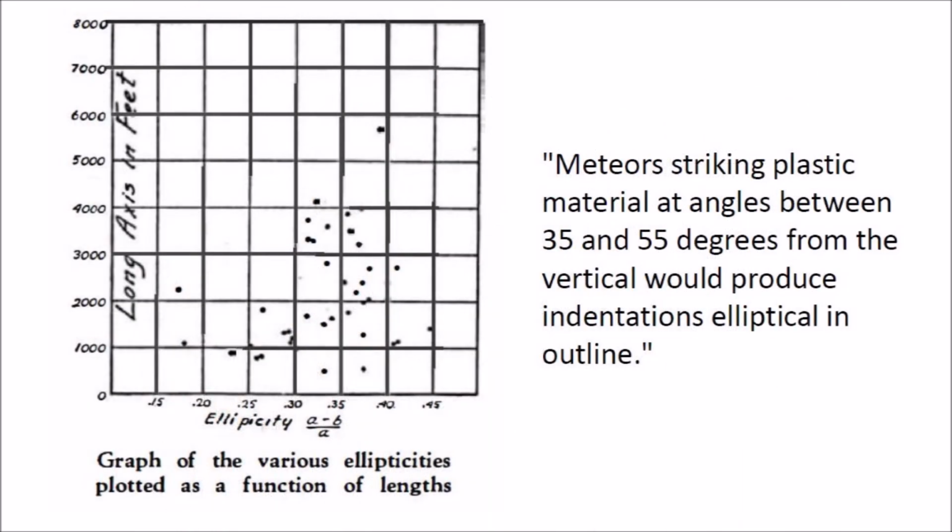Melton and Shriver noted that the ellipticity of the Carolina Bays varies by their diameter, and that the ellipticity is greater for the large bays than for the small ones. They plotted the ellipticity as a function of bay length. They also stated that meteors striking plastic material at angles between 35 and 55 degrees from the vertical would produce indentations elliptical in outline. The reason for the more circular shape of the smaller bays was attributed to atmospheric friction, which would cause smaller projectiles to impact the Earth at more vertical angles.